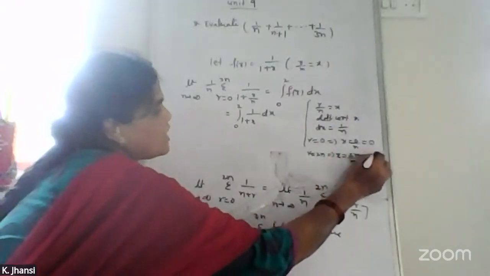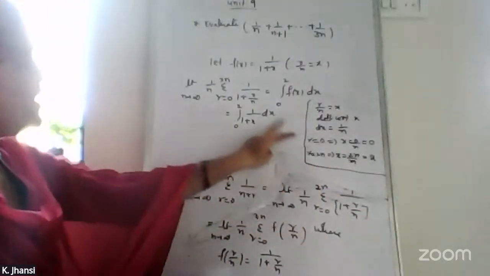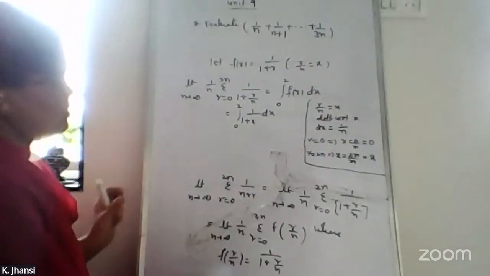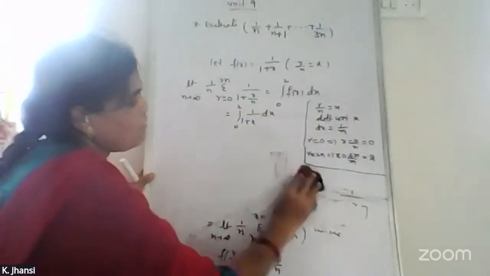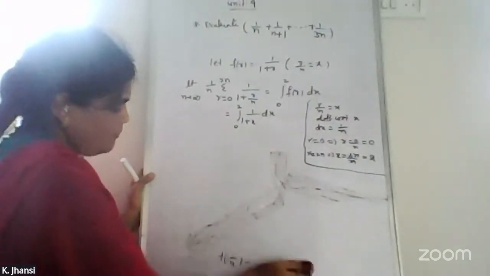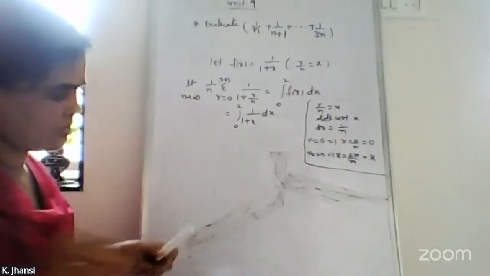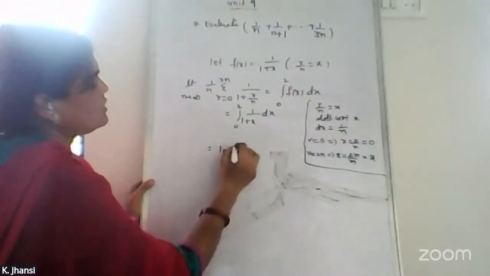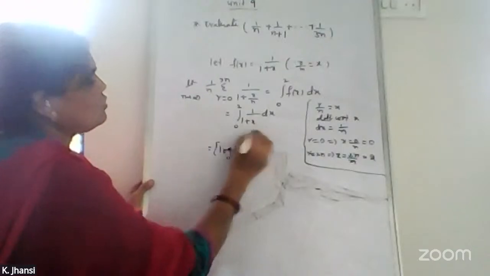So n will get cancelled, so we'll get it as 2. So like this, we'll get the limit values as 0 to 2. Okay. So now when you do the integration of 1 by 1 plus x, it is in the form of 1 by x dx. So integration of 1 by x dx value is log x. So it is equals to log, our x is 1 plus x and limit values are 0 to 2.